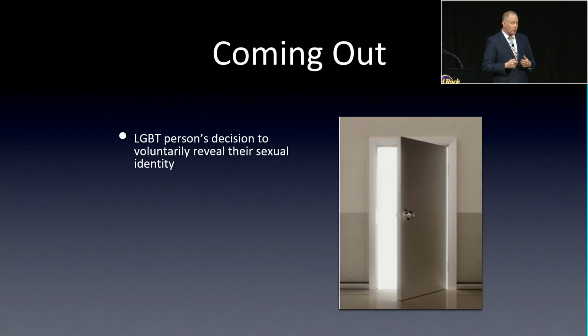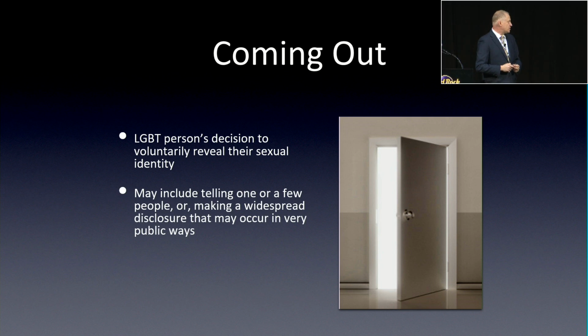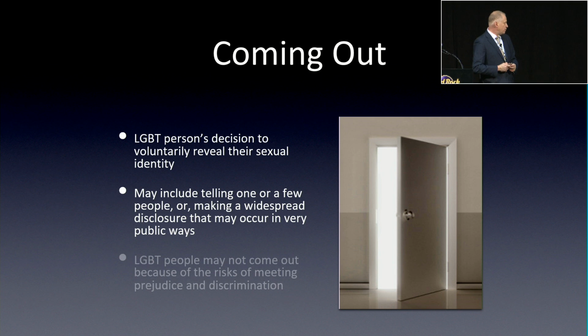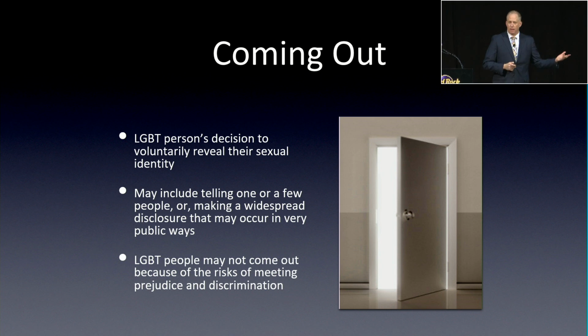Coming out, we've heard this term before, and again, this is that decision to voluntarily reveal sexual identity. And this could be involved in telling family, close friends, close members of their circle, or it could be more widespread, and I think within this world of social media, we may see it even more widespread with the various forms that people may use. And they may not come out because of risks of meeting prejudice or discrimination, which we will speak about as well.